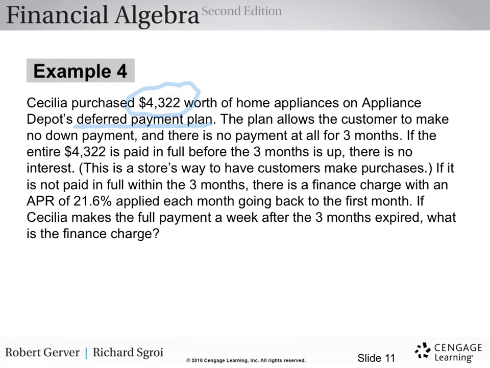Okay, so there is a finance charge of 21.6% applied each month going back to the first month if it's not paid in full within 3 months. If Cecilia makes the full payment a week after the 3 months has expired, what is the finance charge? If she pays within 3 months, there's no finance charge, there's no interest. But as soon as it ticks even 1 day beyond the 3 months, they're going to charge finance back to the first month.